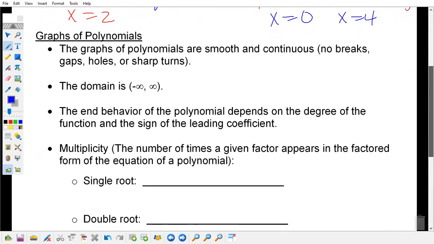So graphs of polynomial functions are smooth, continuous. They have no breaks, no gaps, or holes or sharp turns. So there's no discontinuity, which means that the domain is all real numbers. It goes forever from negative infinity to positive infinity, right? Because I have no gaps, no holes, no asymptotes. The end behavior, we already discussed. Our end behavior depends on the degree and our leading coefficient, whether our degree is odd or even, and if our leading coefficient is positive or negative. Agreed?